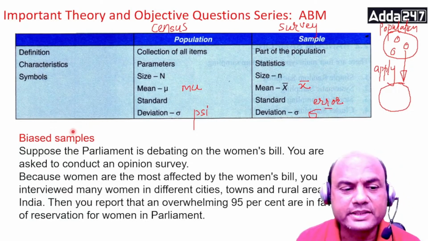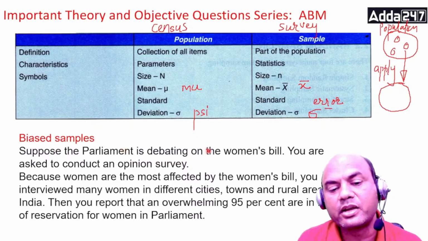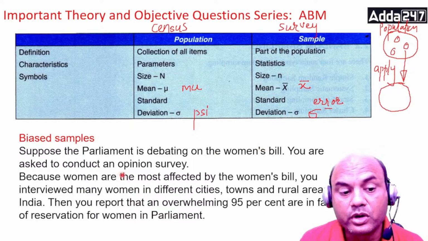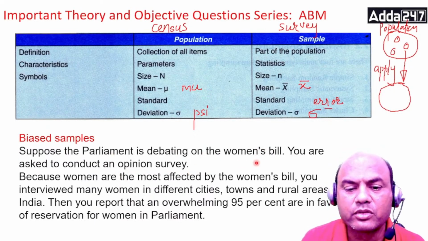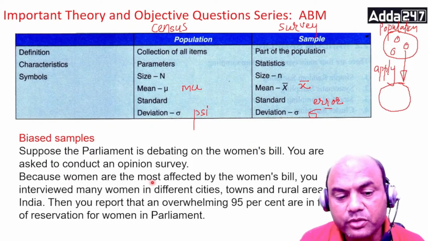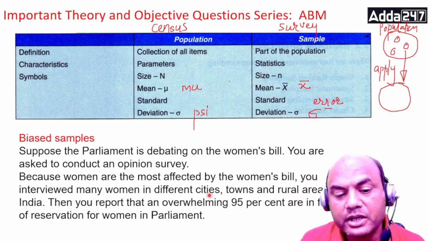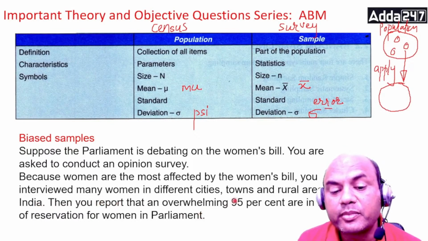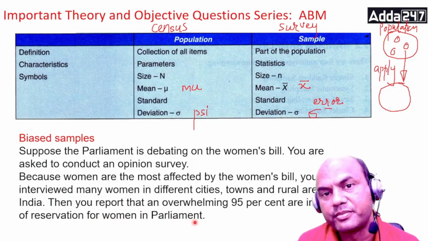Move on. Biased samples. What are biased samples? Suppose the parliament is debating the women's bill. Understand this, the women's bill. You are asked to conduct an opinion survey. Because women are most affected by the women's bill, you interviewed many women in different cities, towns, and rural areas of India. Then you report that an overwhelming 95% are in favor of reservation for women in parliament.